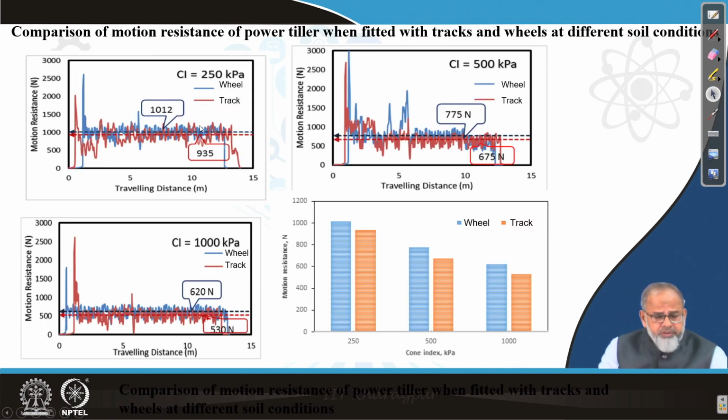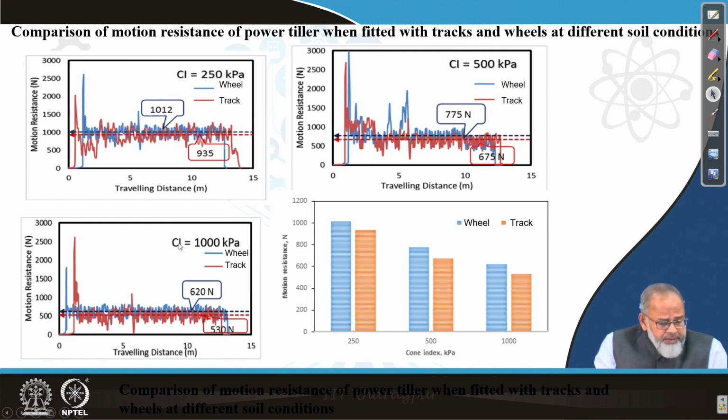These are the outputs related to motion resistance. The blue line was for wheel and the red one is for truck. These tests were carried out for 3 different soil conditions. One is 250 kilopascal cone index, that is soft soil. Then there is a medium soil where the cone index is 500 kilopascal.